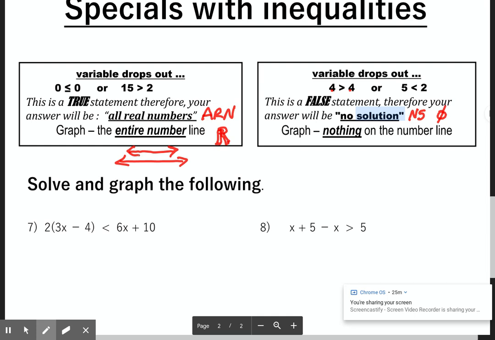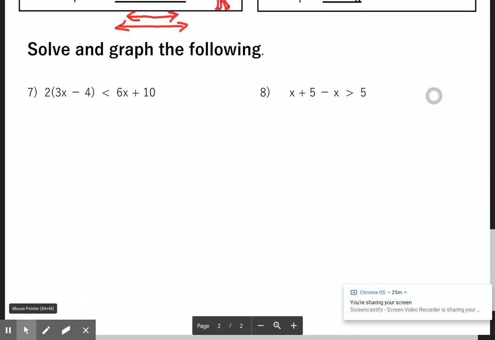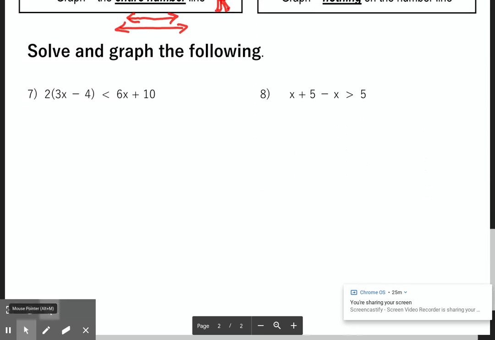All right, so let's go ahead and work out some of these problems and see what happens with them. All right, so we're going to distribute, hippity hoppity. Distributive property. So 2 times 3x is 6x. 2 times, now remember this is a negative 4. So 2 times negative 4 is negative 8, is less than 6x plus 10.